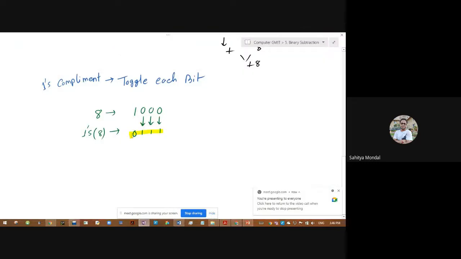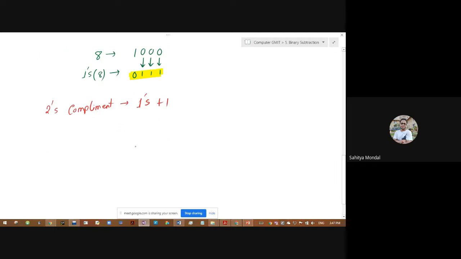Through ones complement we also represent negative numbers. Okay, what is two's complement? Two's complement means one's complement plus 1. That will become the two's complement.